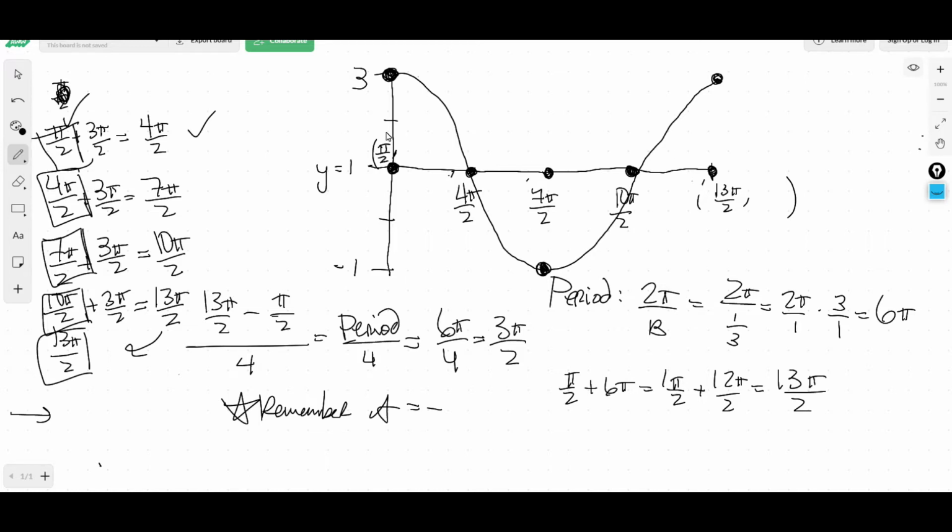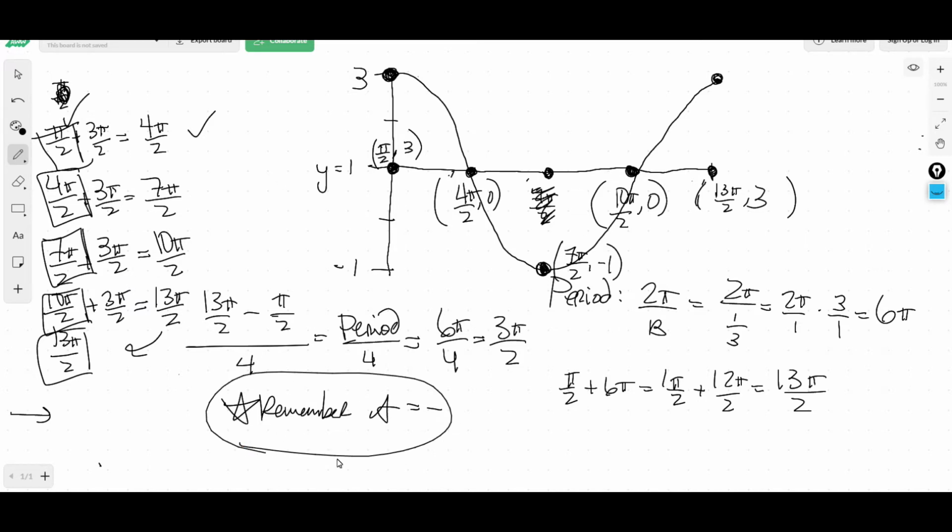I'm done. Let's see. So my y value here is 3. My y value here is 0. Here is, let's see, 7 pi over 2, negative 1. This is 0 again, and then this is 3 again. I've got all 5 of my key points, this is written down there, already done. The hardest part was adding a bunch of fractions. But I didn't remember that a was a negative, so I gotta fix that.